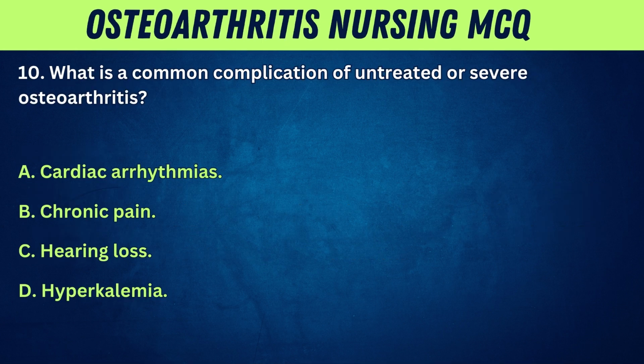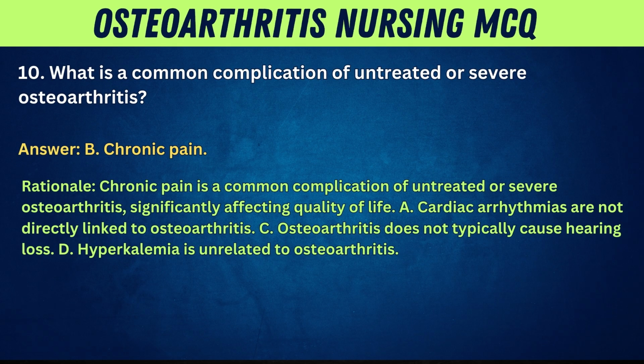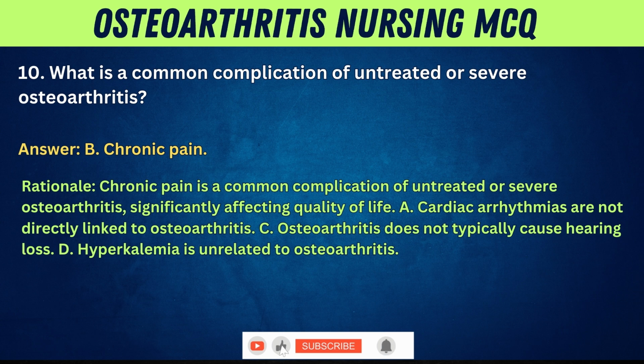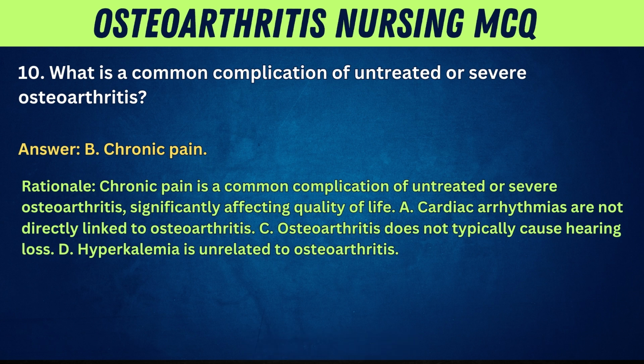10. What is a common complication of untreated or severe osteoarthritis? A. Cardiac arrhythmias. B. Chronic pain. C. Hearing loss. D. Hyperkalemia. Answer: B. Chronic pain. Rationale: chronic pain is a common complication of untreated or severe osteoarthritis, significantly affecting quality of life. A. Cardiac arrhythmias are not directly linked to osteoarthritis.